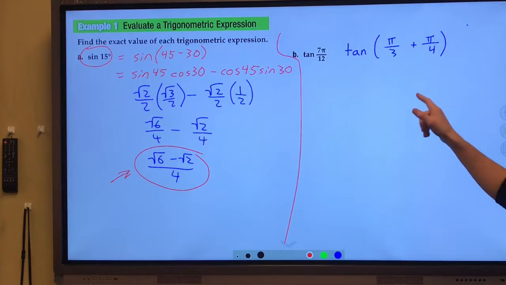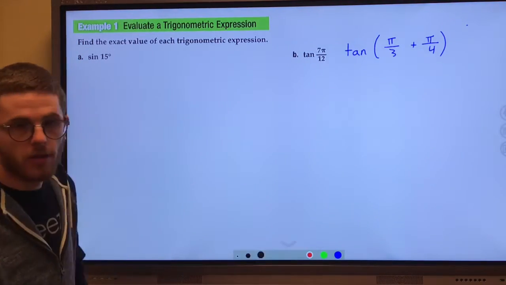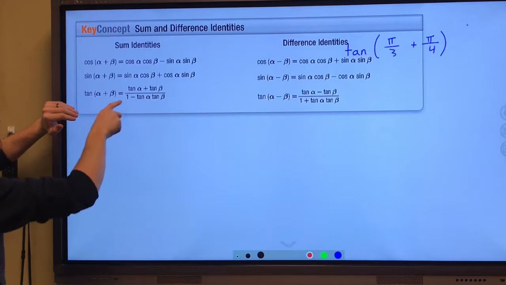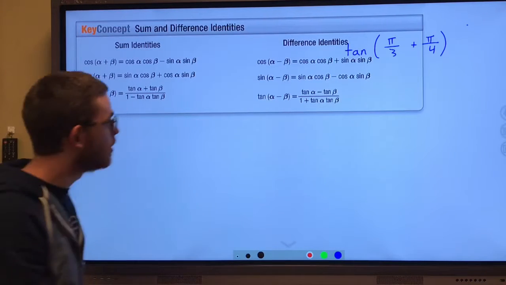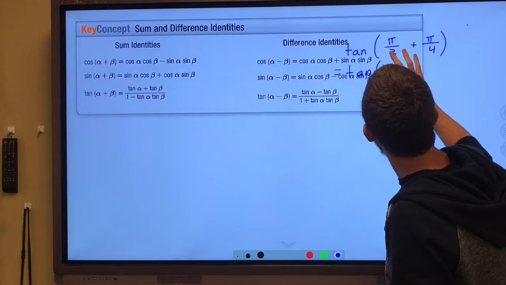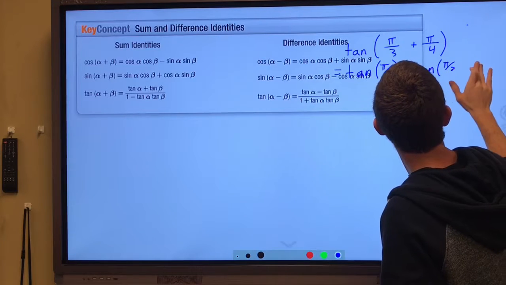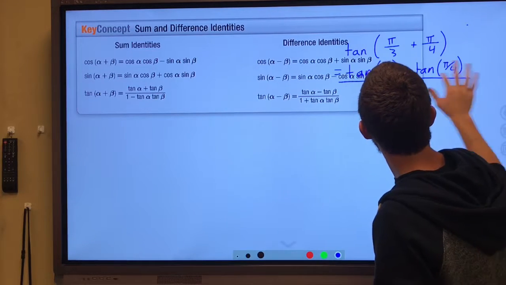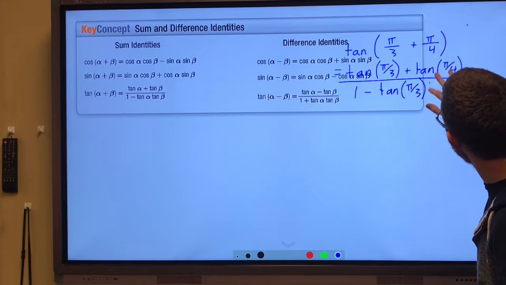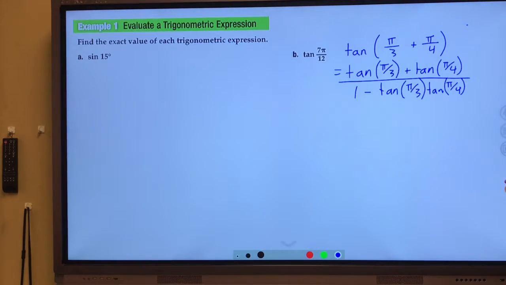So now we want to rewrite this with our tangent angle sum formula. So we look back here, tangent alpha plus beta, tangent alpha plus tangent beta over 1 minus tangent alpha tangent beta. All right, so this is going to be tangent of our alpha plus tangent of our beta over 1 minus tangent of pi over 3 times tangent of pi over 4. All right, so that's what we're dealing with right there. We now just have to simplify it.